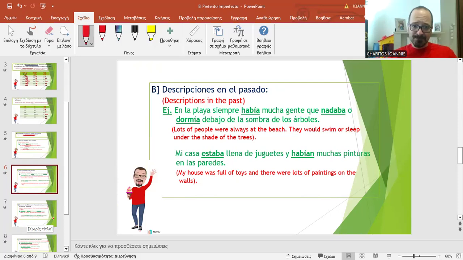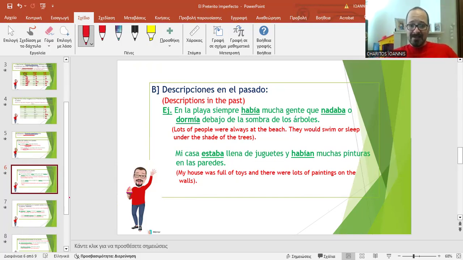Let's see it practically. En la playa siempre había mucha gente que nadaba o dormía debajo de la sombra de los árboles. Lots of people were always at the beach. They would swim or sleep under the shade of the trees. So here, the speaker obviously wanted to describe how a specific beach was in the past, right? I mean, how that beach used to be and how its image was.